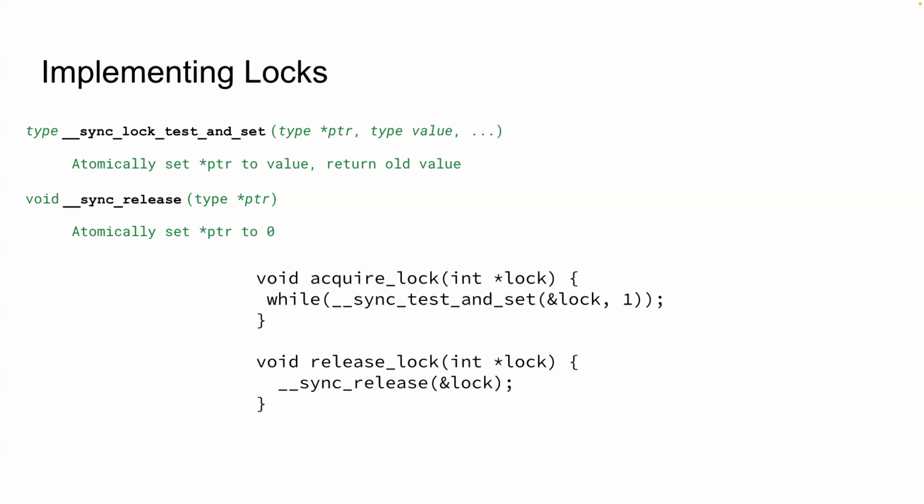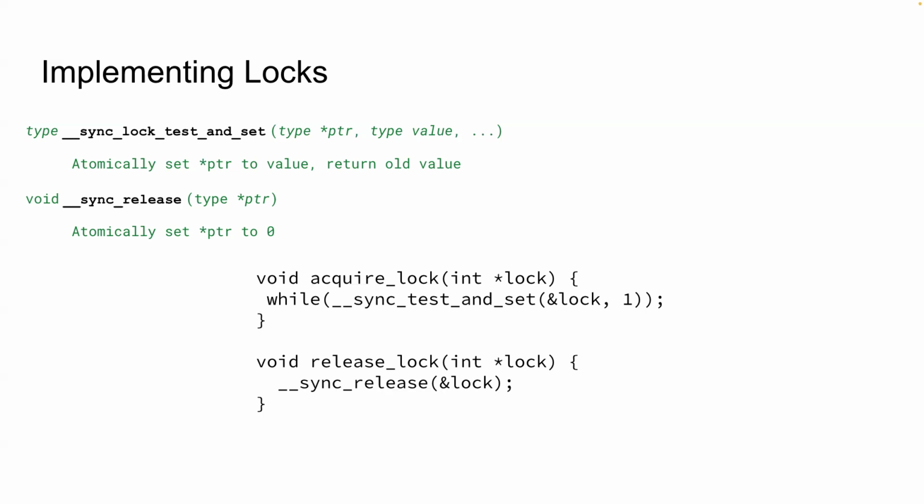I'll explain it again. Basically, what's happening here is this while loop is sort of like a competition. You have multiple threads. The thread will only break out if the old value was 0, and it'll always set it to 1. So every thread is attempting to set it to 1, but the one thread that changes it from 0 to 1 is the one who acquires the lock.